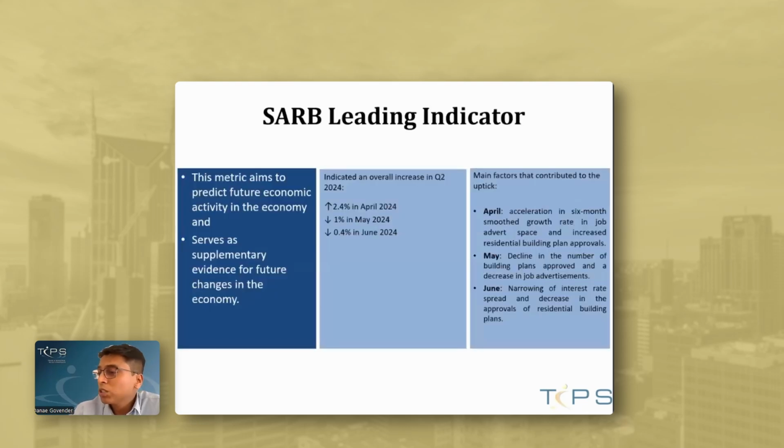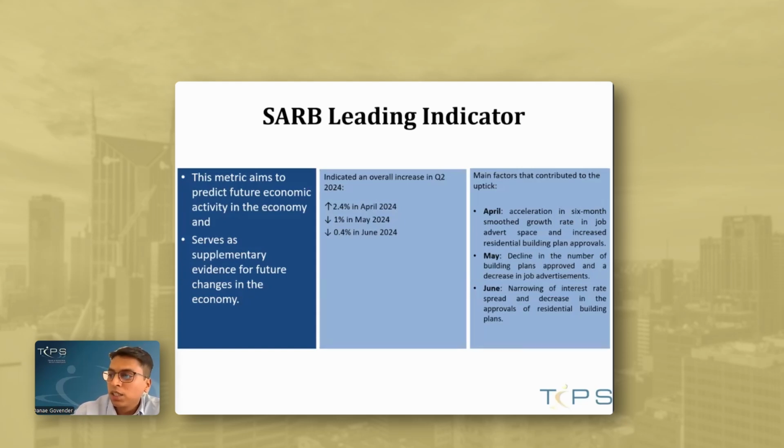So the main contributors to the April increase included an acceleration in the 6-month smoothed growth rate in the job advertisement space, as well as an increase in the approval of residential building plans. On the flip side of the coin, the May decrease is attributed to reductions in job advertisements, as well as a decline in residential building plan approvals. And finally, the contributors to the further decrease in June included a narrowing of the interest rate spread and a decrease in the approval of residential building plans.